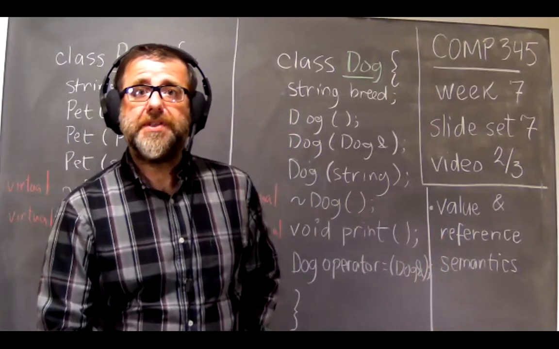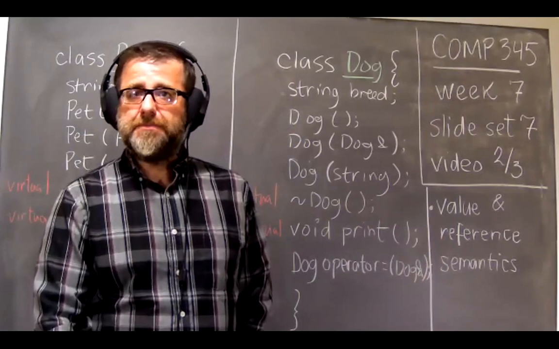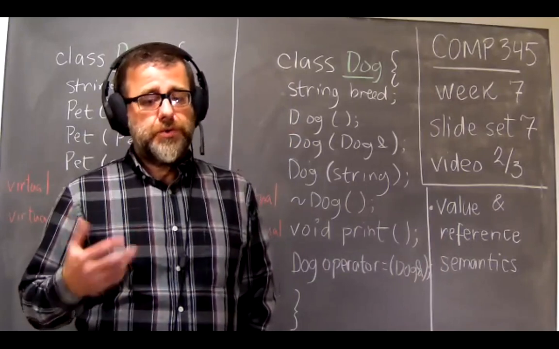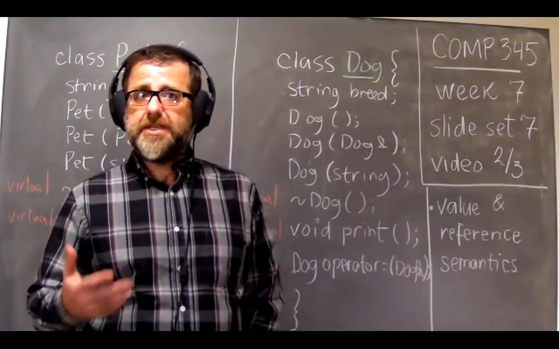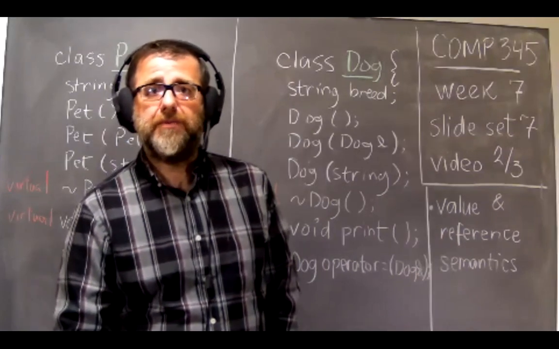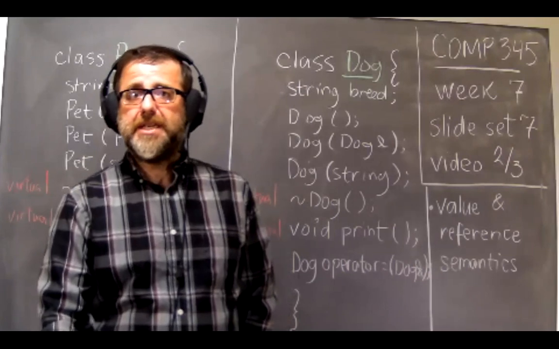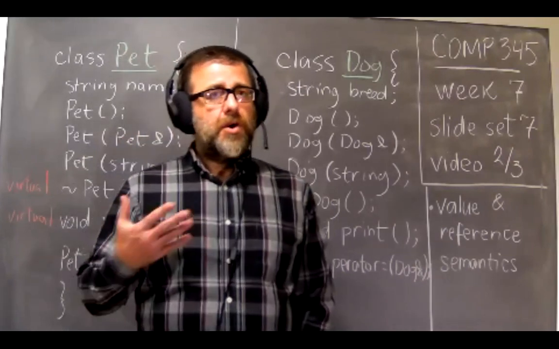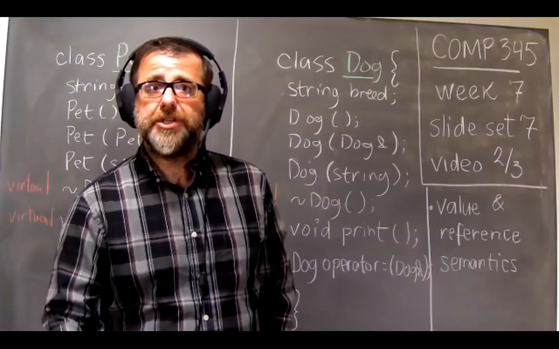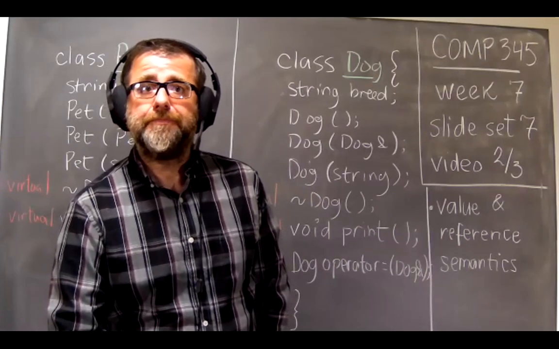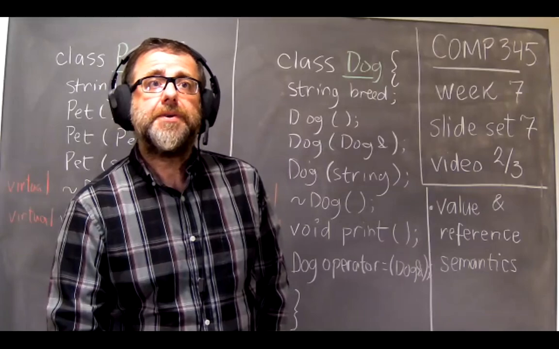This has to do with polymorphism, as when you use polymorphism, you should have reference semantics, but there's still a possibility to have what is called value semantics in C++, which is quite unusual as far as object-oriented programming languages go. So let's go to the slides.